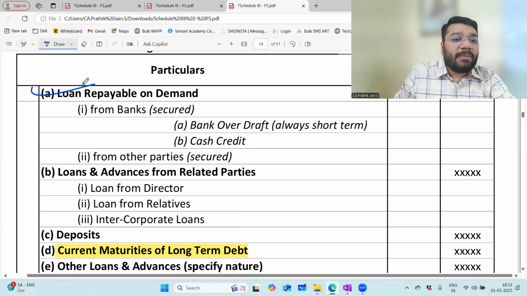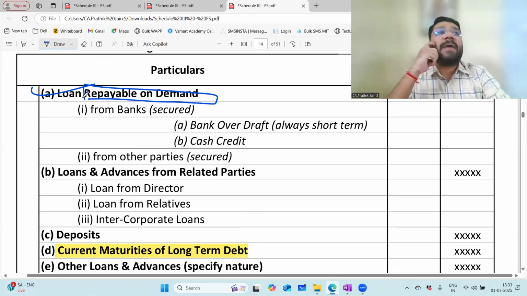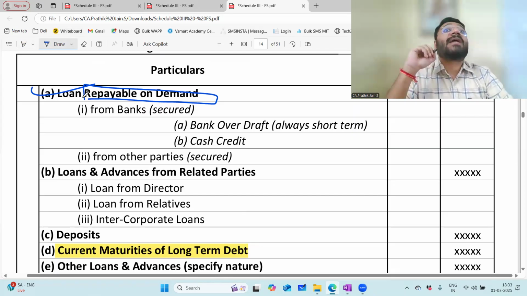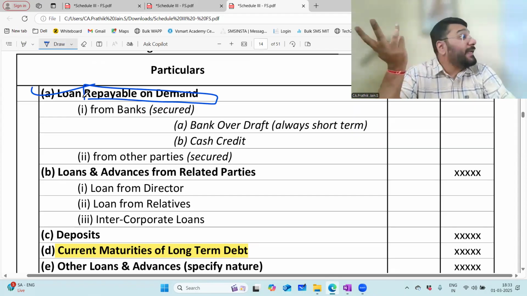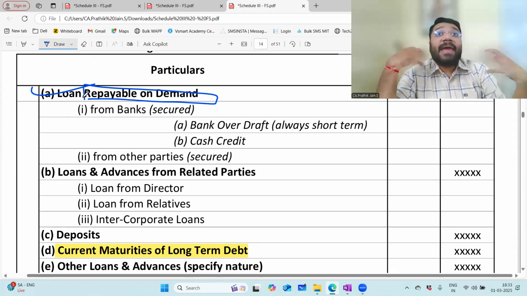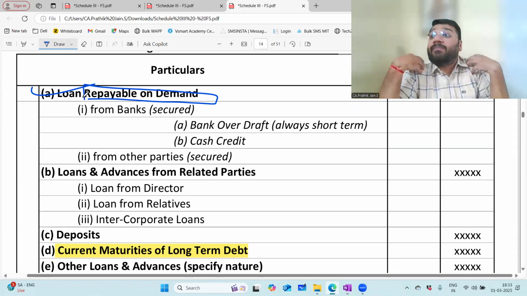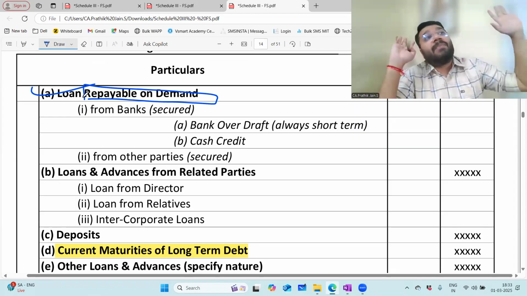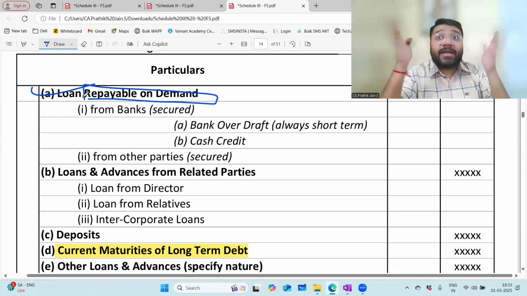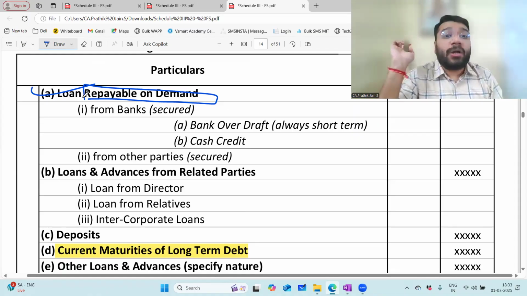Loan repayable on demand. What is loan repayable on demand? You've taken a loan from the bank. The bank says that whenever I ask, you have to pay me. So they can ask anytime, which means I may have a pressure. Whenever they ask, I may have to pay the money. So this is my urgent liability, not a relaxed liability. This is urgent liability, so it will be classified under short-term borrowing.